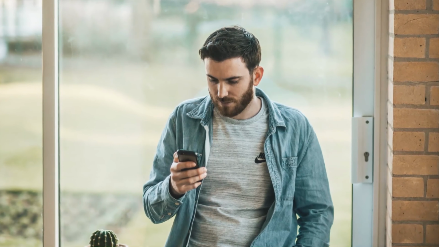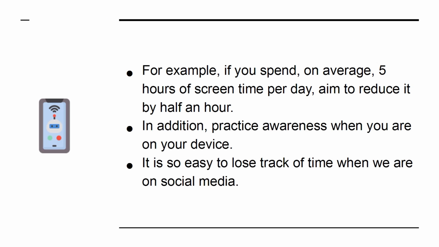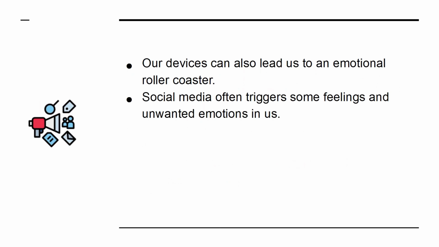Once you've identified screen time, try to cut it by 10% every month. For example, if you spend on average 5 hours of screen time per day, aim to reduce it by half an hour. In addition, practice awareness when you are on your device. It is so easy to lose track of time when we are on social media. Our devices can also lead us to an emotional roller coaster. Social media often triggers some feelings and unwanted emotions in us.